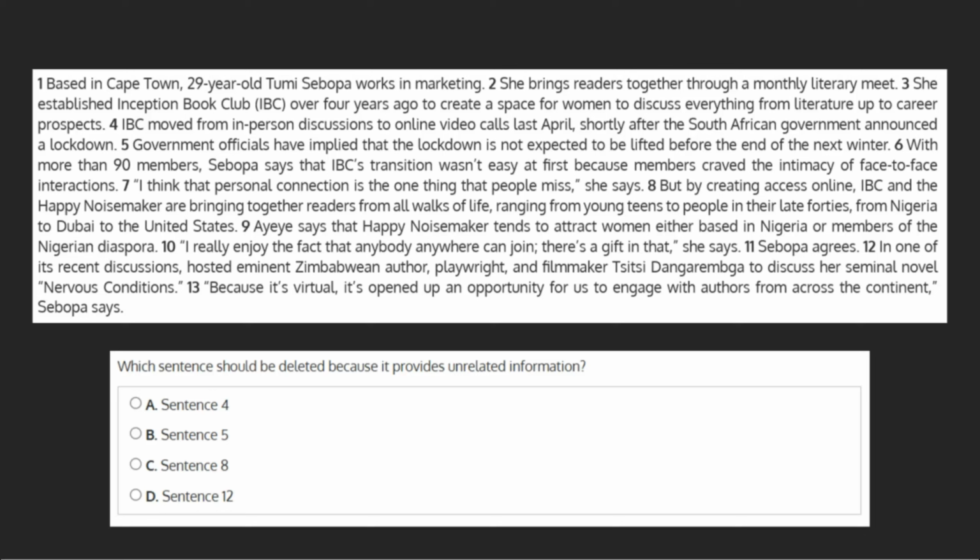Which sentence should be deleted because it provides unrelated information? In order to identify which sentence provides unrelated information, we need to first establish what the topic of the paragraph is, or its main idea.